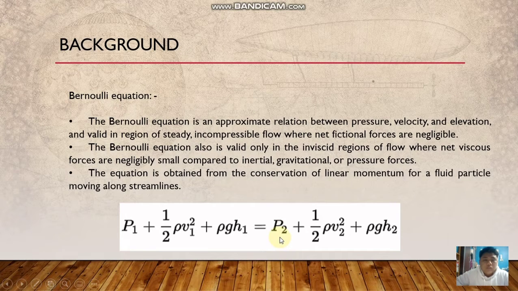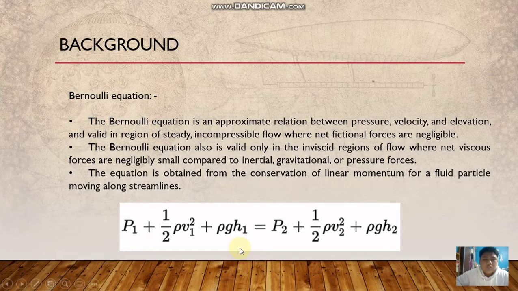So the background: Bernoulli equation. The Bernoulli equation is an approximate relation between pressure, velocity and elevation, and is valid in regions of steady, incompressible flow where net frictional forces are negligible. The Bernoulli equation is also valid only in the inviscid regions of flow where net viscous forces are negligibly small compared to inertial, gravitational or pressure forces.